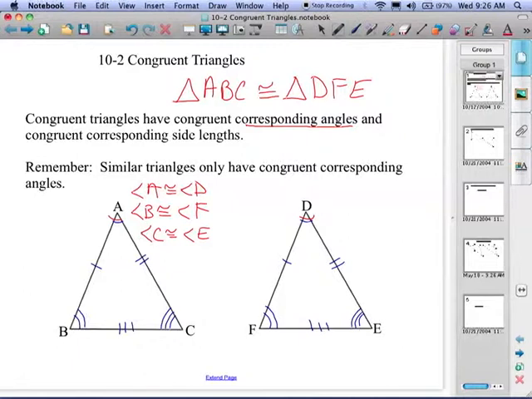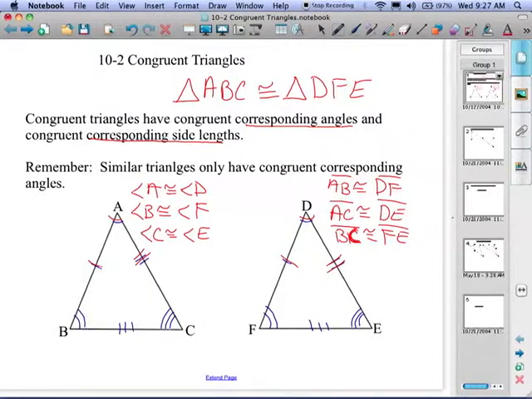Now we're going to label corresponding side lengths. I know that side AB has the 1 hash mark, so does side DF. So AB is congruent to DF. Another side, AC has 2 hash marks, as does DE. So AC is congruent to DE. And finally, side BC is congruent to side FE.